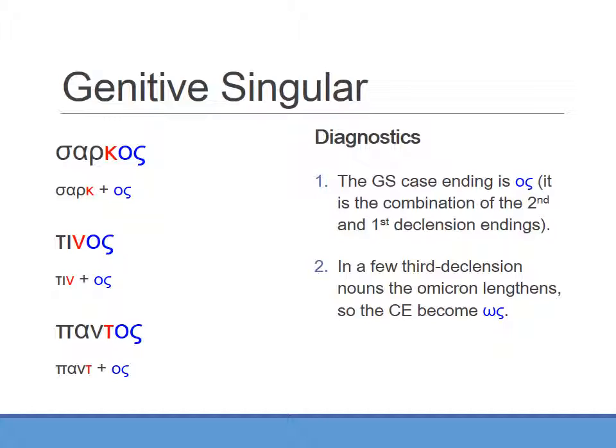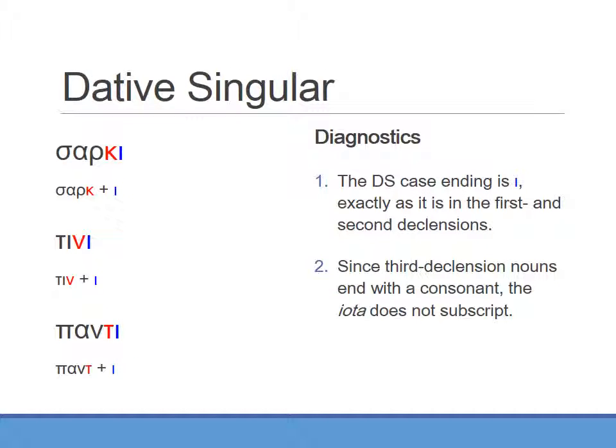There are a small number of third declension nouns where the case ending becomes -ōs. In other words, the omicron lengthens to omega. These shouldn't pose any problems as long as you recognize that the omega is simply a lengthened omicron. So the genitive singular case ending is -os, and it is added directly to the noun stem.